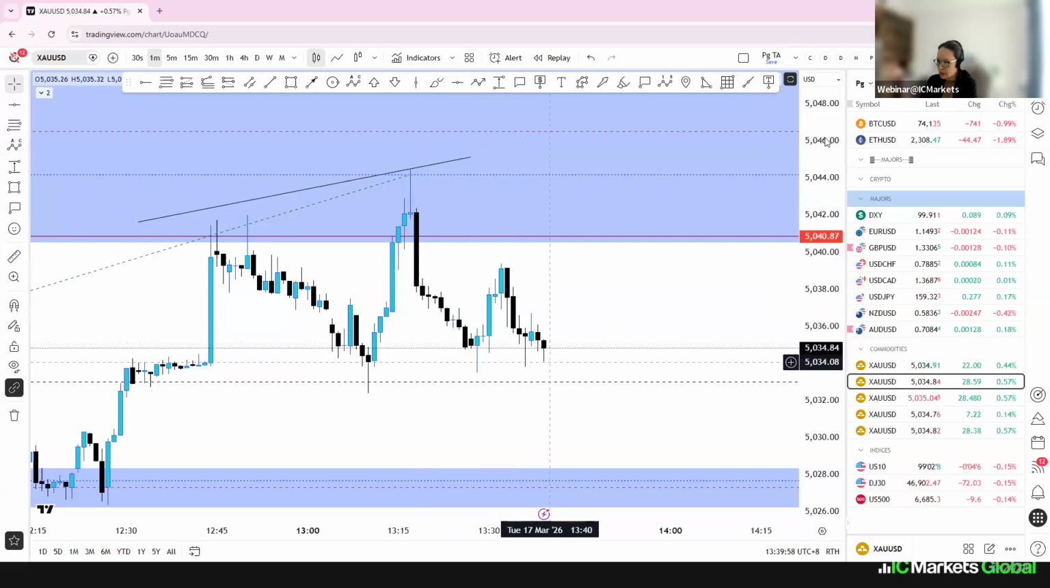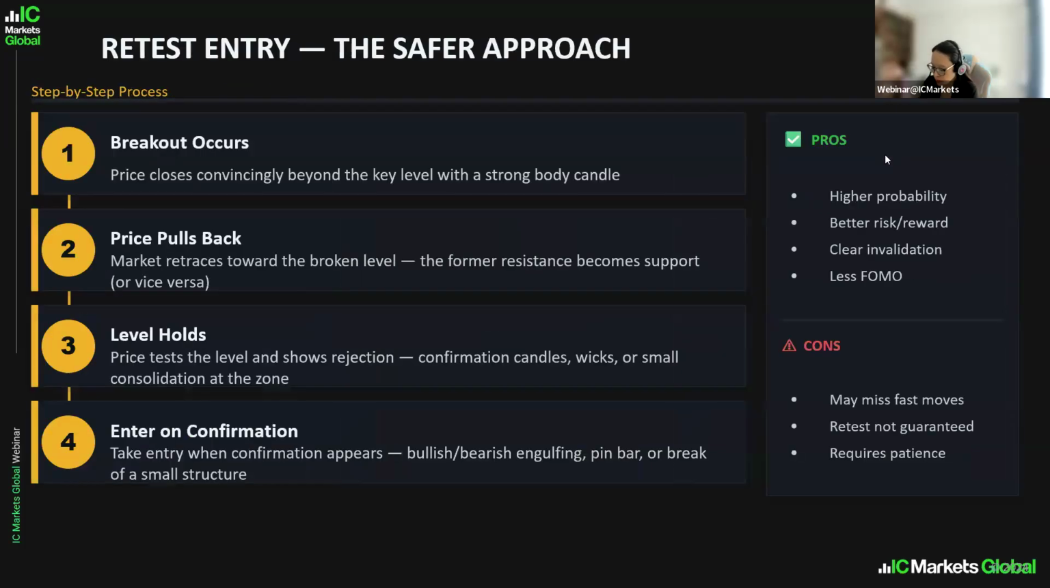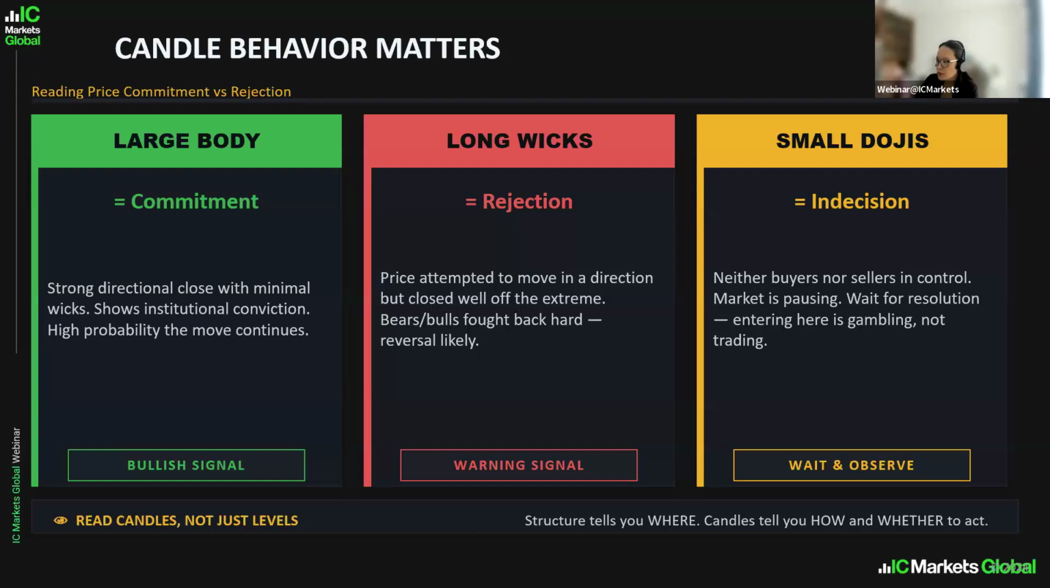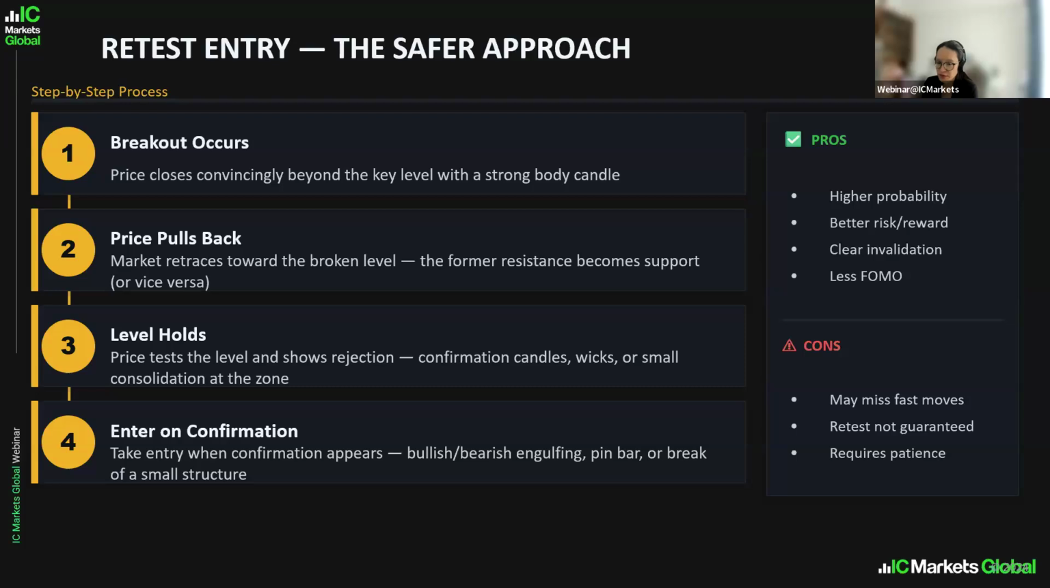Okay. A small doji means indecision. Whenever you see the doji, right, neither buyers nor sellers are in control. You will see this in a ranging market. So entering here is gambling, not trading. A lot of traders don't like to trade a ranging market. They want to wait until price breaks out of the range, then they will trade. Okay, retest entry. This is a safer approach.